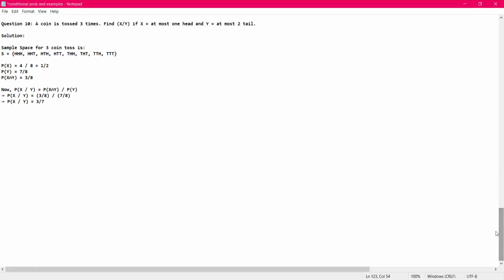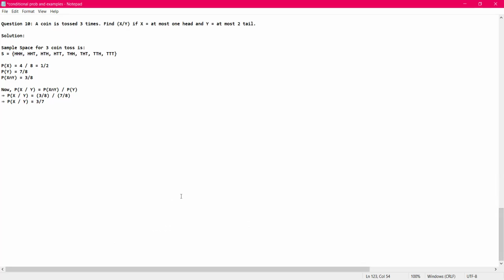Now finally we'll see the last question. A coin is tossed three times. Suppose we toss the coin three times. Find the probability of X given Y, where X is the condition at most one head, which means maximum one head. Next, Y equals at most two tails, which means only a maximum of two tails. Now we will see the sample space. Those are the sample spaces, 8 possible outcomes.